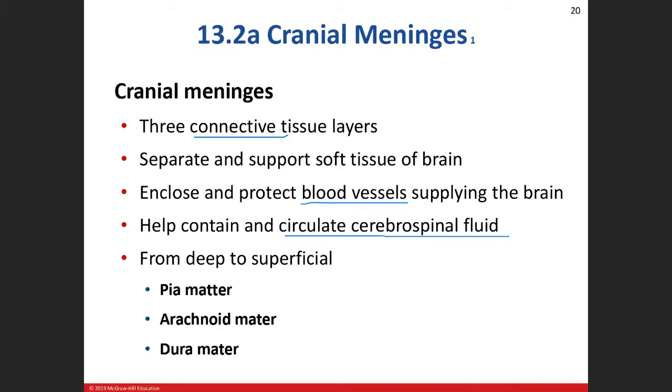There's 3 layers, and we're going to start with the deepest layer and go to the most superficial. The first one is the pia mater. Pia means soft, and mater means mother, so this means soft mother. Arachnoid, you know what that is, spidery, so that's going to be spidery mother. Dura means hard. This is my favorite. Dura mater, hard mother. This is the tough one. We're going to talk about each of these individual layers. Deep is going to be pia mater, and then the most superficial will be the dura mater.